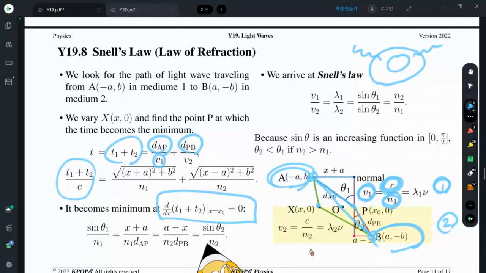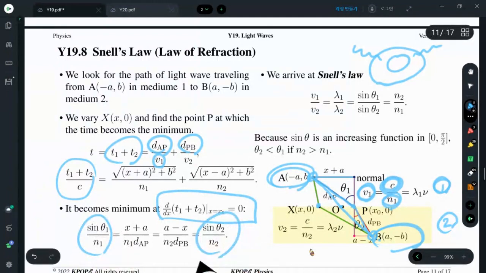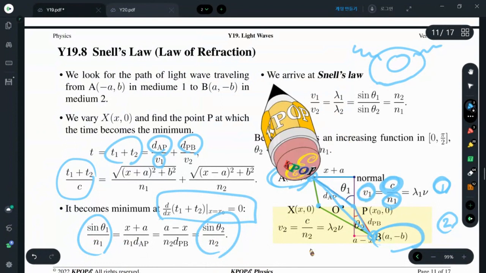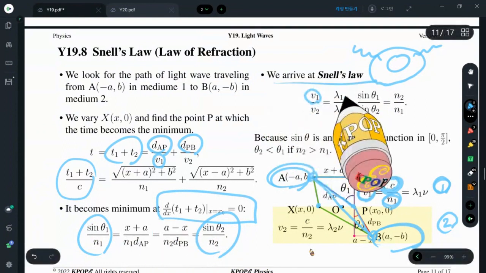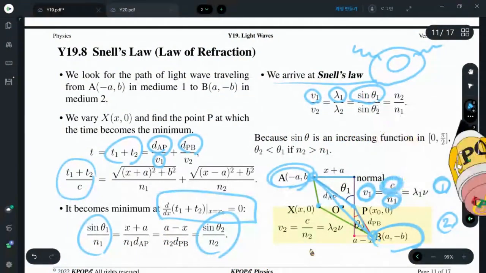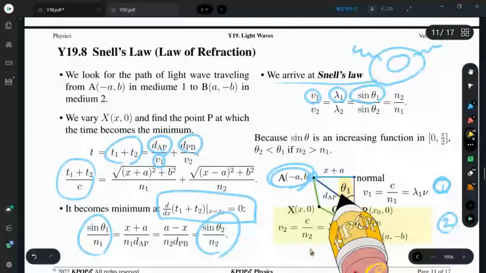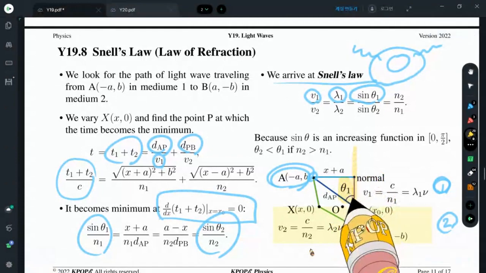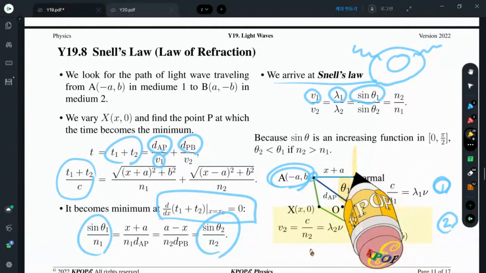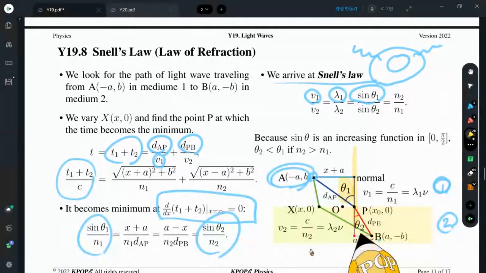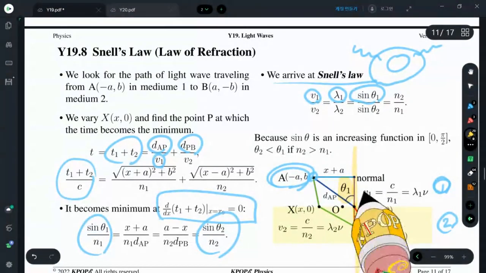So this is a kind of derivation based on a simple principle that light travels along the direction that minimizes the time span for the travel. From this relation, we will find what is called Snell's law: the speed of light, wavelengths, and sine theta. Here, theta is the angle with respect to the normal. The angle of incidence should be measured from the normal direction, and the angle of refraction, that is called theta 2, should also be measured with respect to the normal direction.